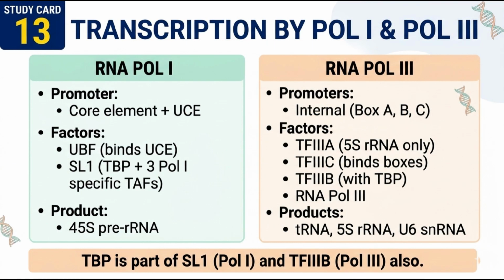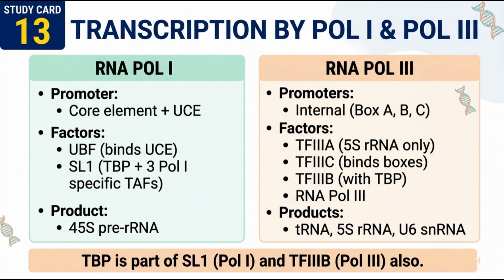Pol I and Pol III transcription. Although RNA polymerase II receives most attention, polymerase I and III are equally important. RNA polymerase I transcribes the 45S precursor rRNA. Its transcription requires factors such as UBF and SL1.